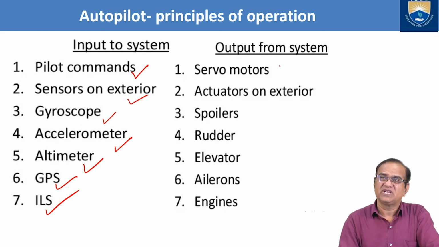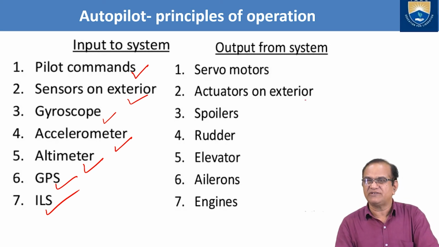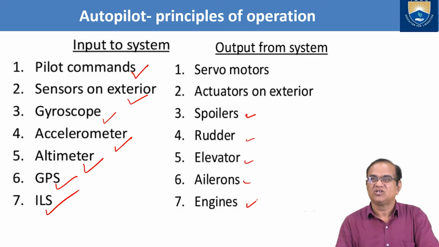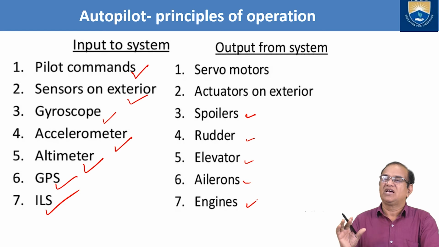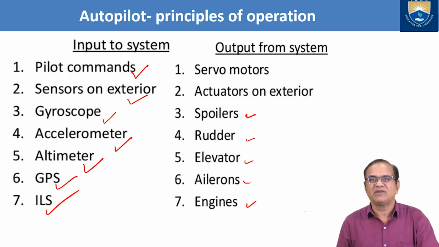Output from the system, output will give to the servo motor where your controls will be operated. Actuators on exterior, spoilers, rudder, elevator, aileron and engines. So all these parts, output of the autopilot will go. So accordingly the engine or your aircraft will react and behave.